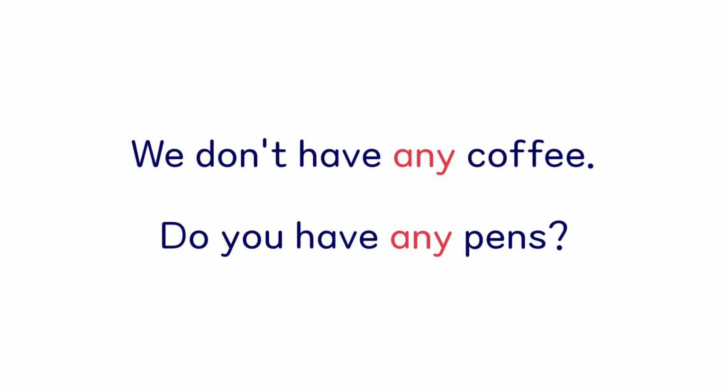The first statement is a negative statement, and we've used any with the uncountable noun coffee. Any refers to a small amount or a number of things. So when it's used in negative statements like this, it means that we don't have even a small amount of coffee. In the second statement, we use any in a question. And the use of any has a similar meaning to the first sentence. And it asks if the other person has even a small number of pens. And we generally use any with the plural form of the countable noun.